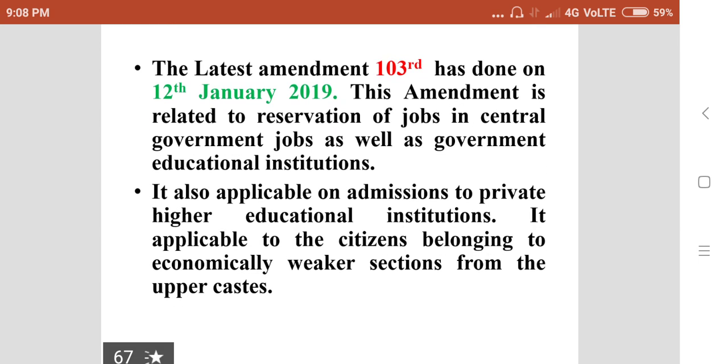The latest amendment, the 103rd, was done on 12th January 2019. This amendment is related to reservation of jobs in central government as well as government educational institutions. It is also applicable on admissions to private higher educational institutions. It is applicable to the citizens belonging to the economically weaker sections from the upper castes.